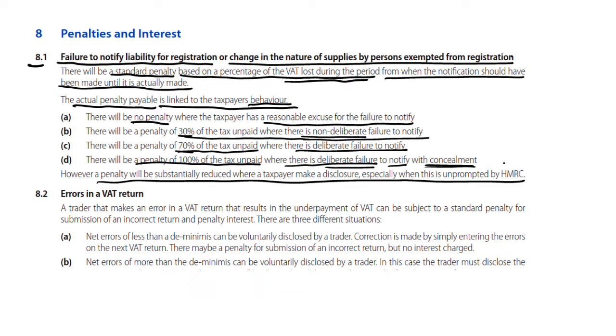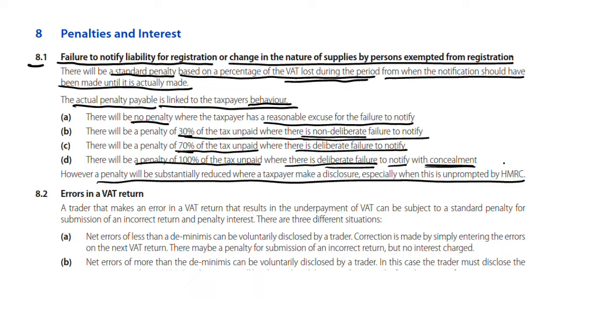Again, obviously, this encourages taxpayers to come clean as soon as they become aware that a mistake has been made, and they actually do that. So they come forward and say, oops, sorry, we should have notified registration, now we're doing it.